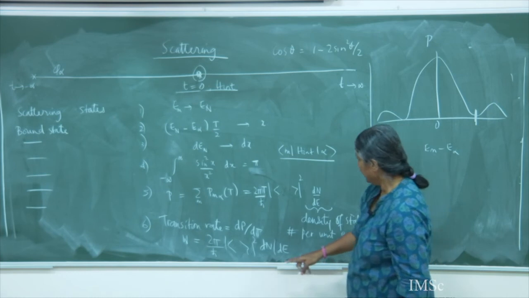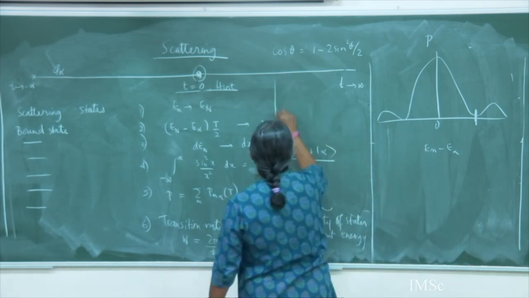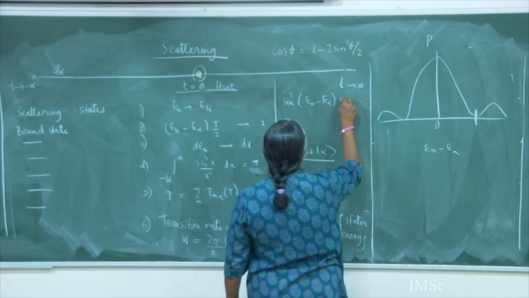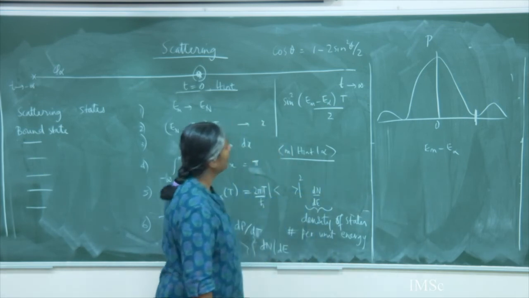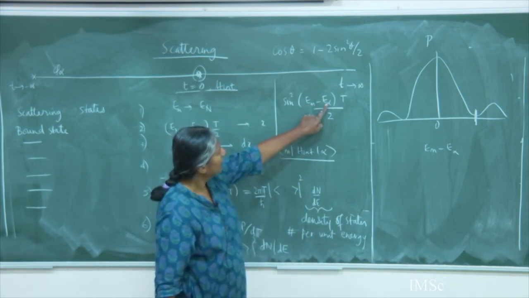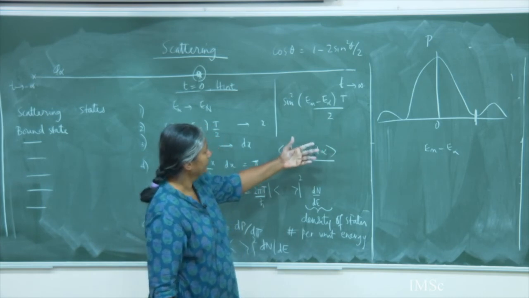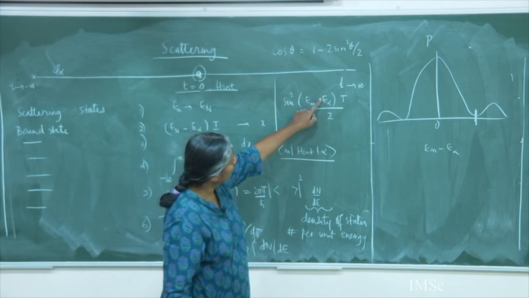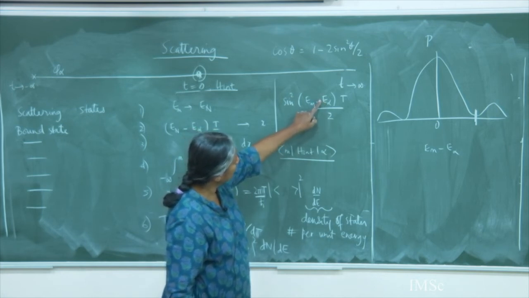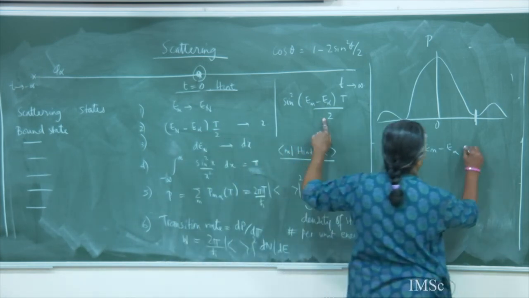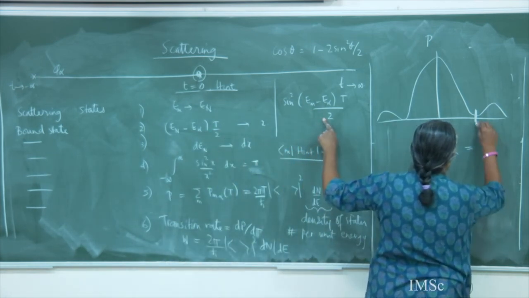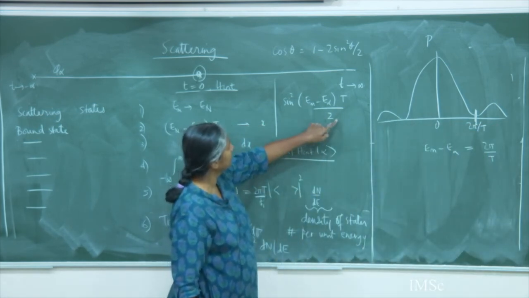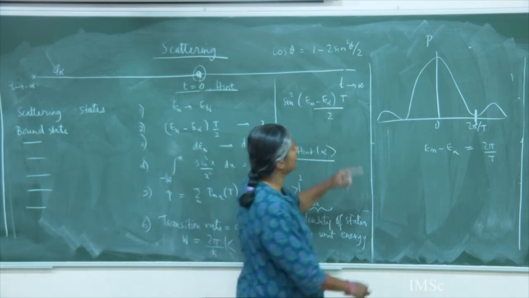These points are determined by sine squared of (Em minus E alpha) t by 2 going to 0. That means (Em minus E alpha) t by 2 should be equal to pi, right? So then Em minus E alpha should be equal to 2 pi by t. When this is 2 pi by t, the 2 and 2 will cancel, t and t will cancel, and this is pi. Sine squared pi is 0, okay.